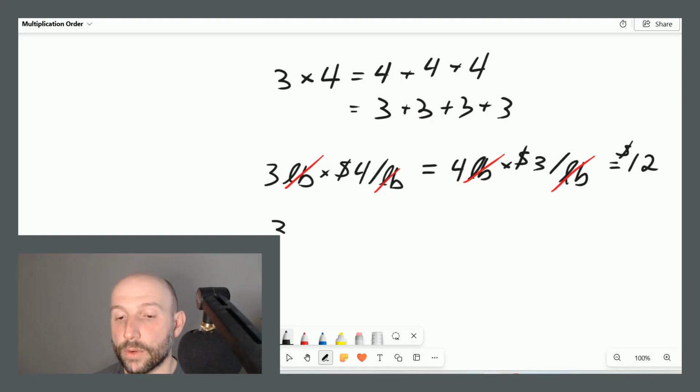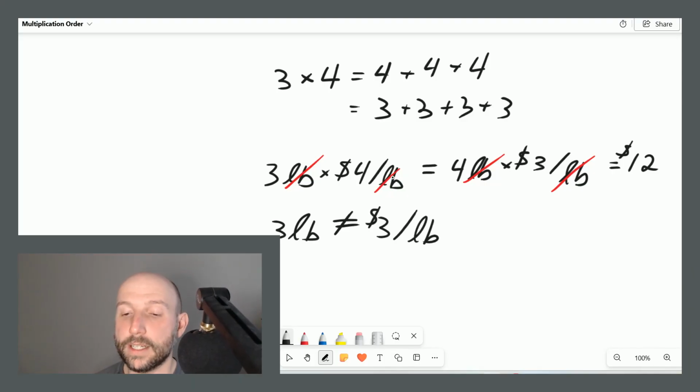Okay, 3 pounds is not equal to $3 per pound. One is a mass and the other is a price which depends on mass, even though they both have the value 3. It's the units that make the difference of what is equal to what. And order still doesn't matter.